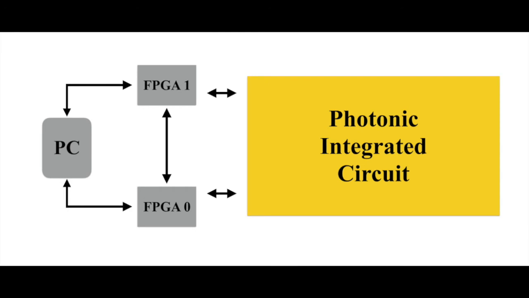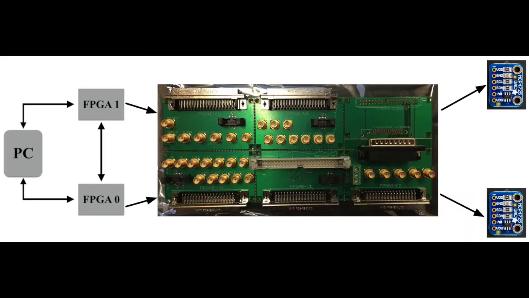It also sends commands to the FPGAs from the interface. The FPGAs then send and receive data from digital to analog converters, or DACs, which convert set voltages to laser drivers and temperature controllers. The laser drivers and temperature controllers control portions of the PIC.